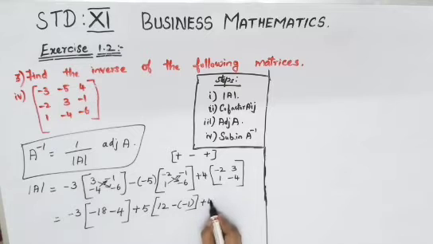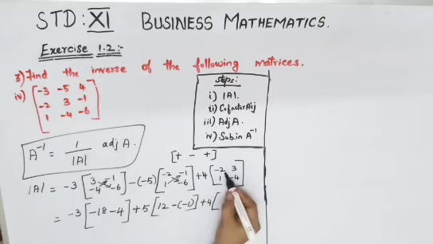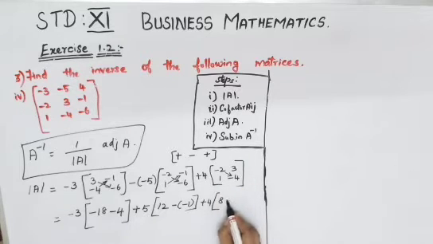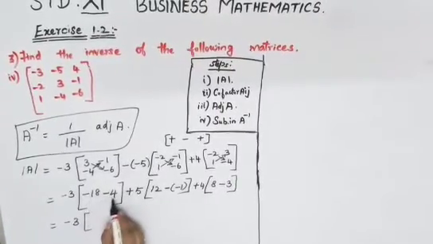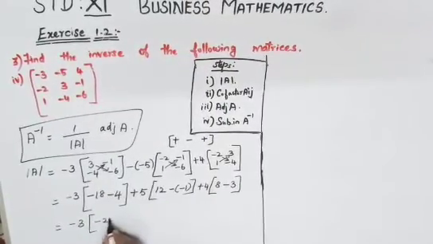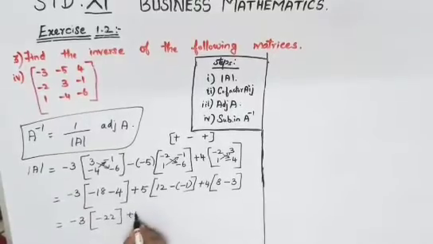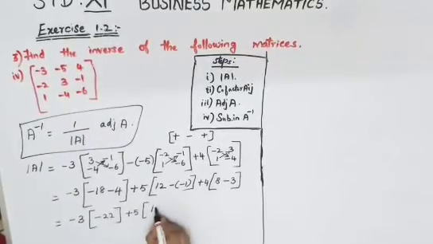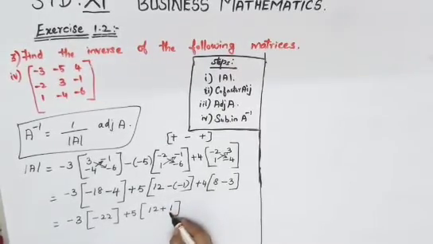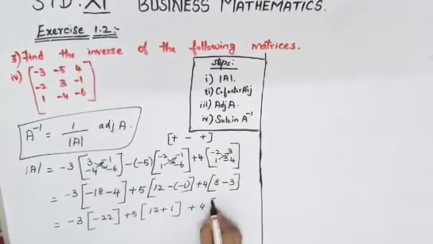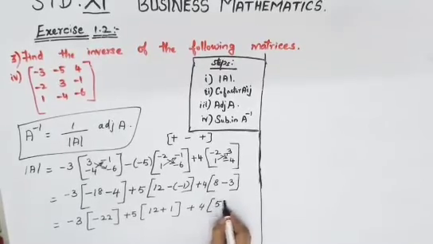Then plus 4. Open your bracket. 2 4s are 8. Minus into minus will become plus. So 8 minus from the format. 1 into 3. 3 ones are 3. So which is equal to minus 3. Minus 18 minus 4 is minus 22. Then plus 5. This is 12 plus 1. Because minus into minus will become plus. So 12 plus 1 plus 4 into 8 minus 3 is 5.